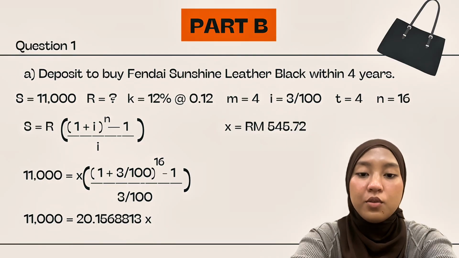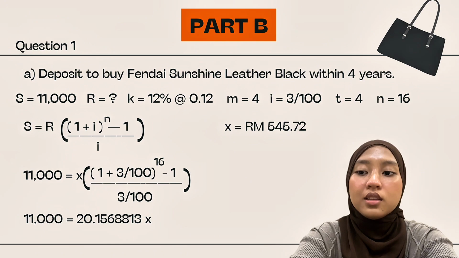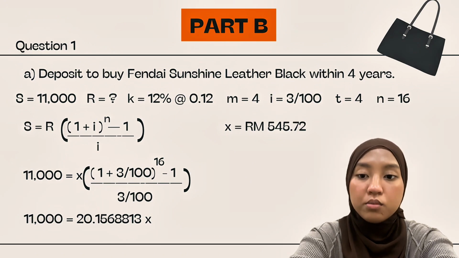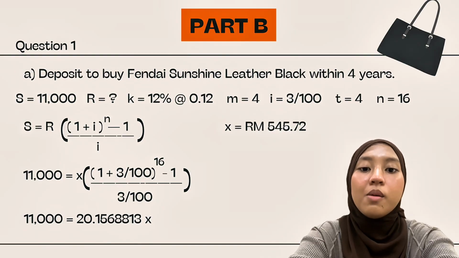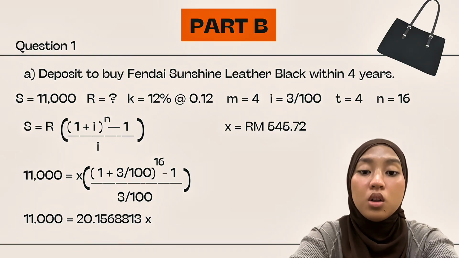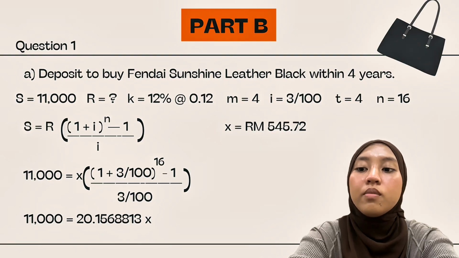For this question, we are going to find the deposit to buy Fendi Sunshine Leather Black Bag within 4 years. So first of all, we are going to list out all the information given, and the formula that we are going to use is S equal to R in bracket 1 plus i to the power of n minus 1, divided by i. Then substitute all the information into the formula.